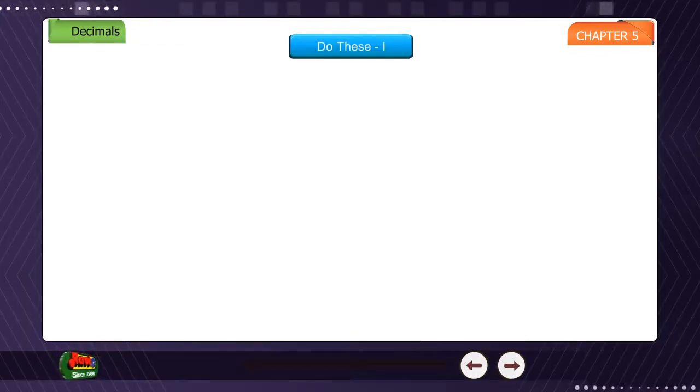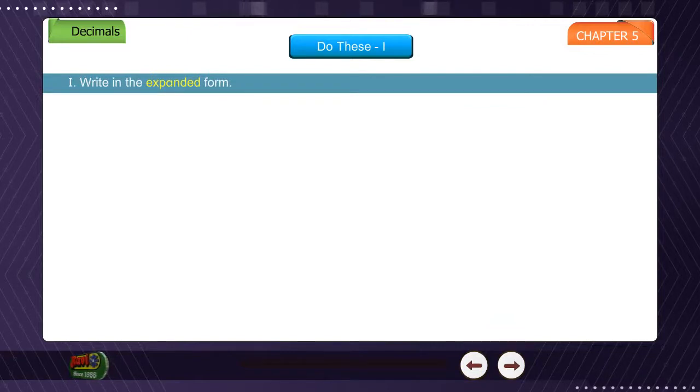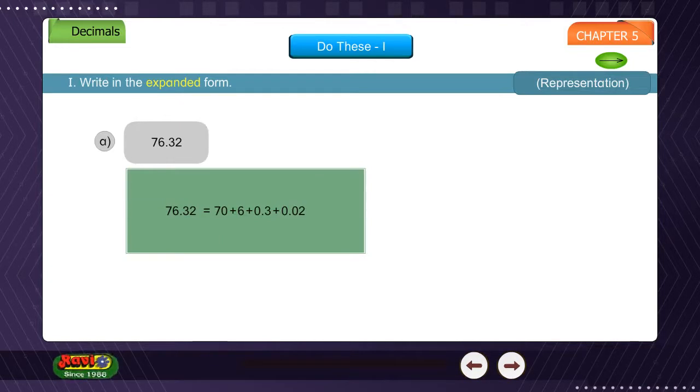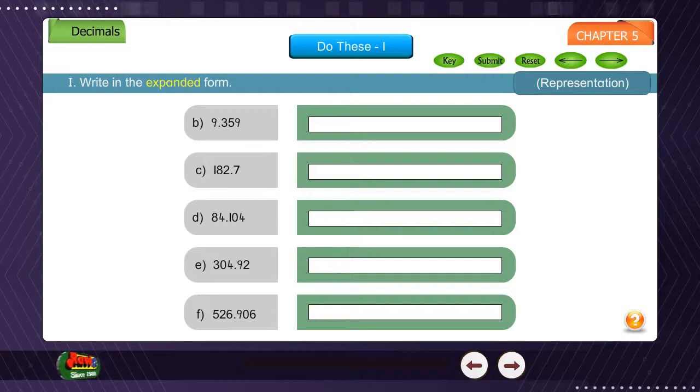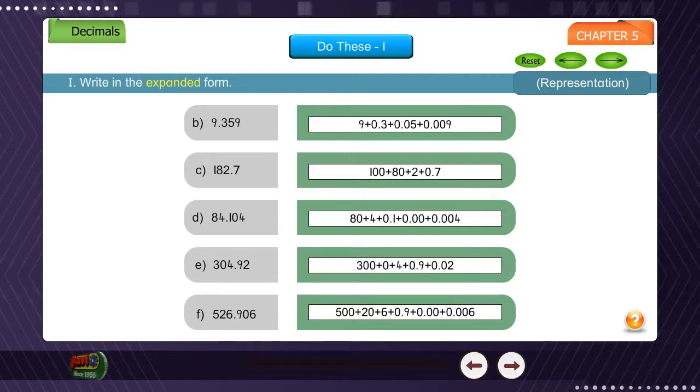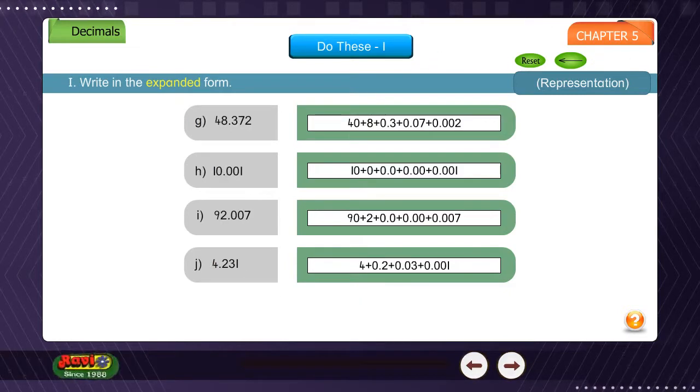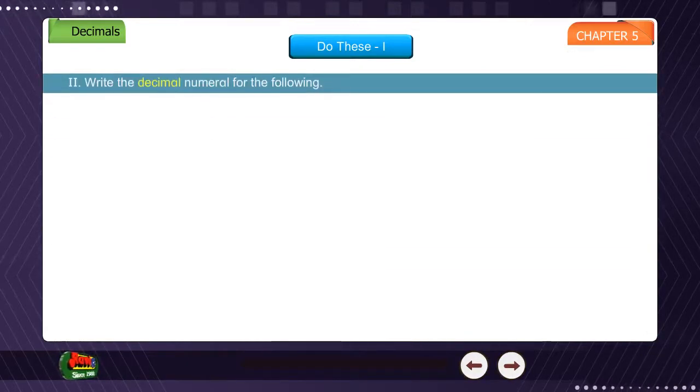Do these. 1. Write in the expanded form. Representation. 2. Write the decimal numeral for the following. Representation.